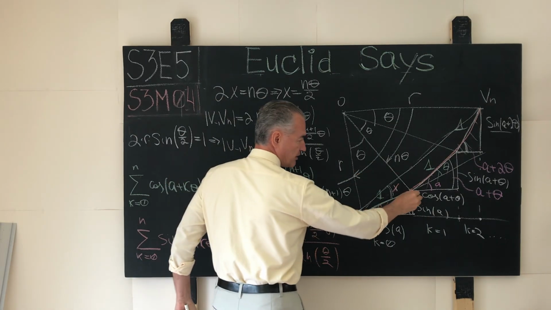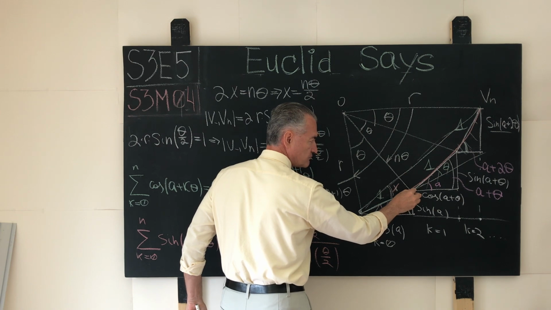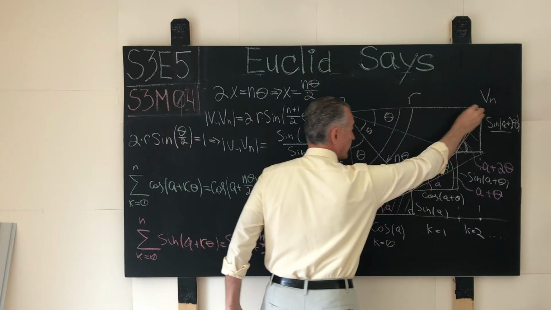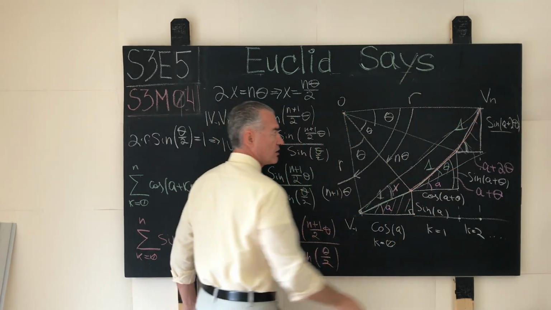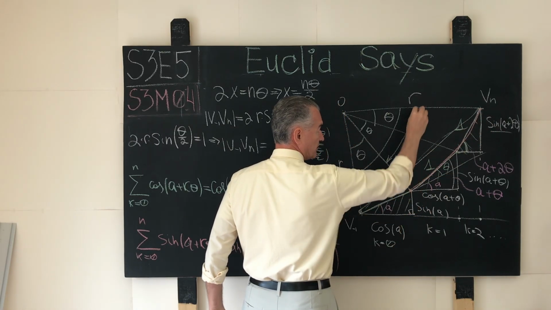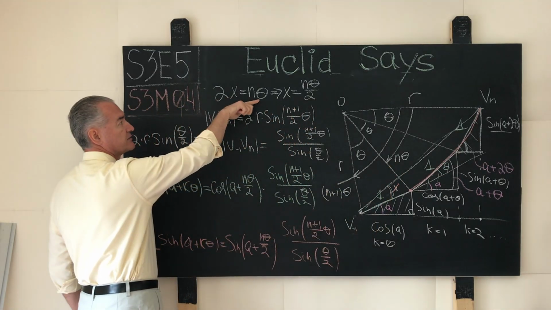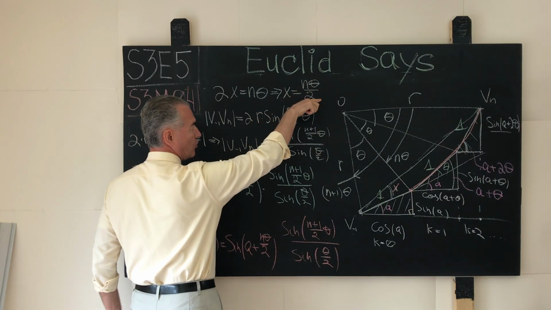So by the corresponding theorem, twice the angle in the circumference is equal to the central angle that subtends the same arc. What central angle subtends the arc from Vn to V1, let's say? Well, it's this one, and it's n theta. So this is what I wrote. 2x equals n theta, from where it follows that x is equal to n theta over 2.